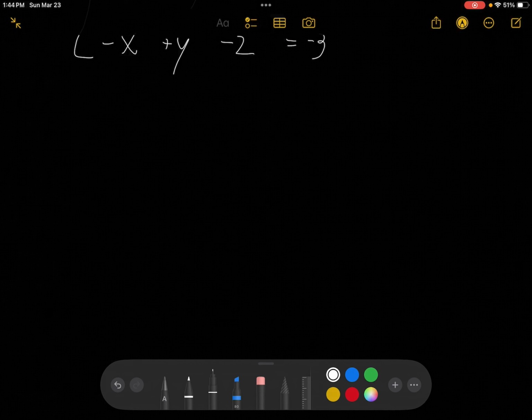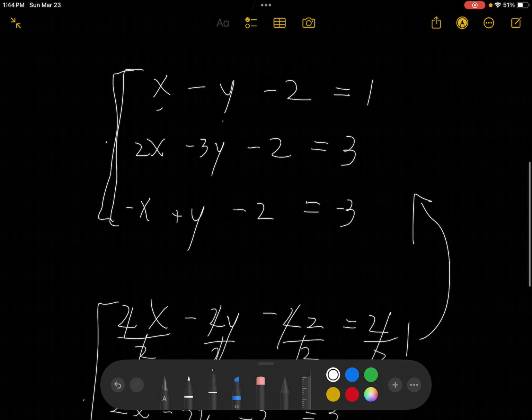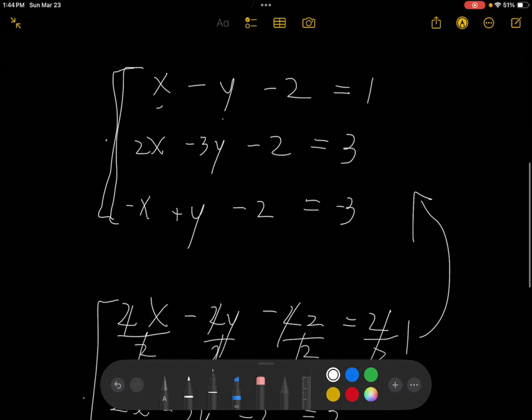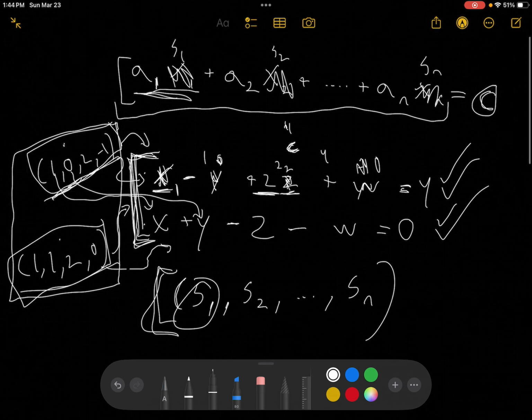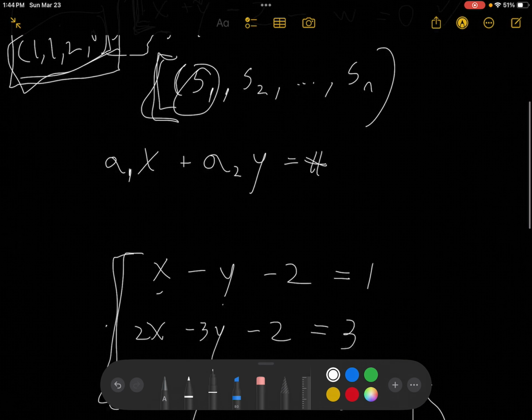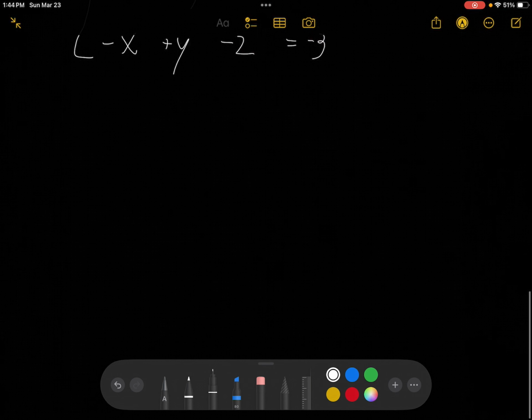Now, another thing to note is there are two kinds of linear systems, consistent ones and inconsistent ones. A consistent linear system is one that has at least one solution. So going back to this example, this is a consistent system because this right here is a solution. A system is inconsistent if it has no solutions.